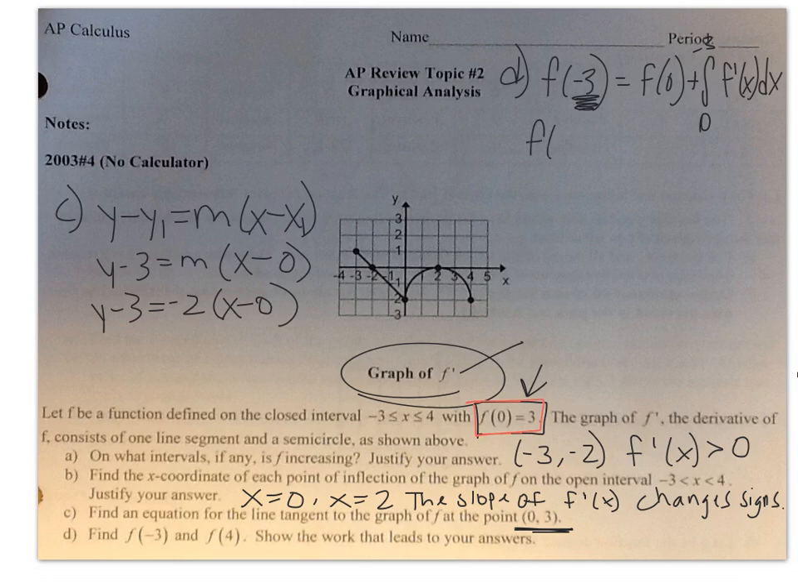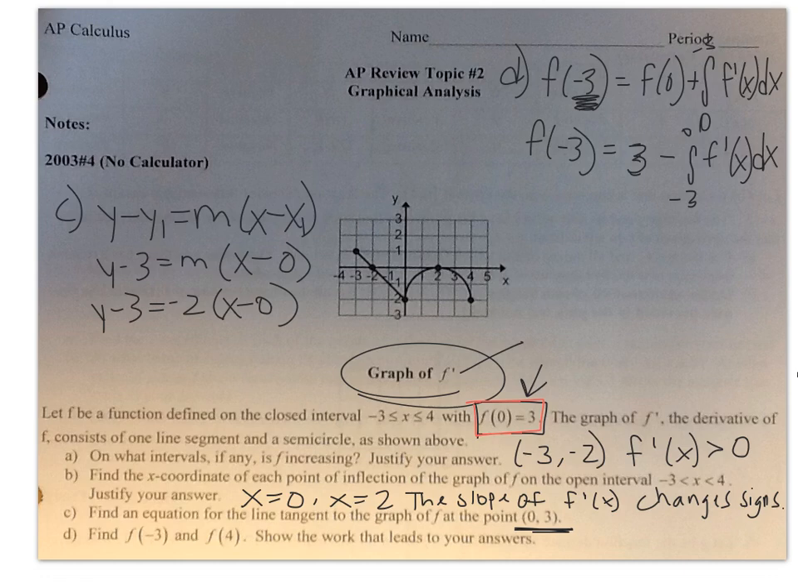So f of negative 3 would equal 3... hang on, I've got my limits in the wrong order here, so I'm going to put minus the integral from negative 3 to 0 of f prime of x dx. So I've changed the sign in front of the integral and reversed my limits. So now I just want to do the integration.